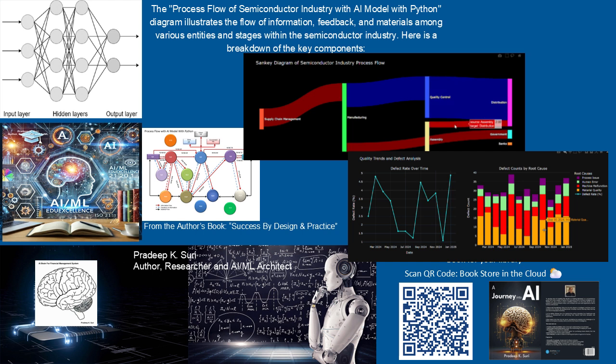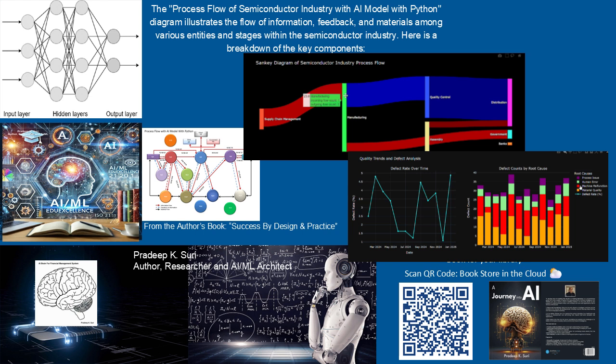Purpose of the flowchart. This flowchart provides a clear view of how materials, information, and feedback move through the semiconductor industry's complex production processes. The integration of AI in the model allows for real-time adjustments, efficiency gains, and better resource management, enabling the semiconductor industry to meet high-quality standards and adjust quickly to market demands. The process flow enhances understanding of interconnected roles and how each stage contributes to the final semiconductor product while maintaining quality and compliance with industry standards.